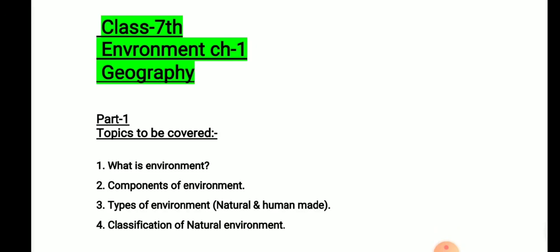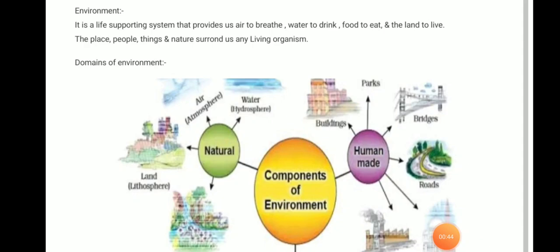Basically this chapter is divided into two parts. In this video I am going to cover part 1. There are several topics under this chapter which we are going to cover here. First one is what is environment, second is components of environment, third is types of environment, which is further classified into two parts, natural environment and human made environment, and the fourth is classification of natural environment. So now let's start the topic, what is environment.